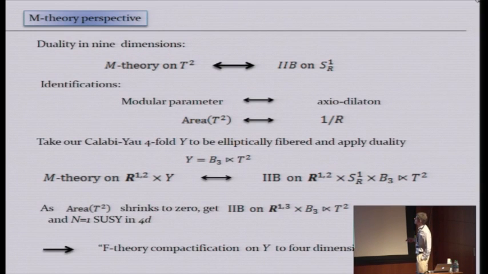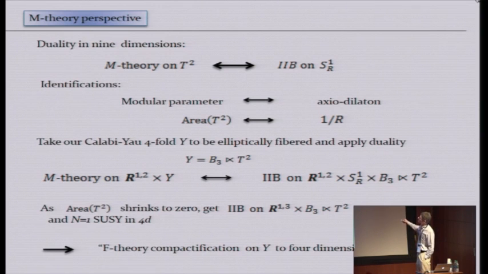OK, so now we go and try and put F-theory back into the game. What I want to use to relate F-theory to M-theory is the following. We're going to use a relation between type 2B and M-theory in 9 dimensions. Let's consider M-theory compactified on an elliptic curve, that is, on T2. The claim is that this is equivalent to type 2B compactified on a circle of radius r.